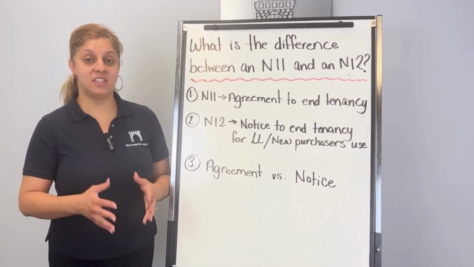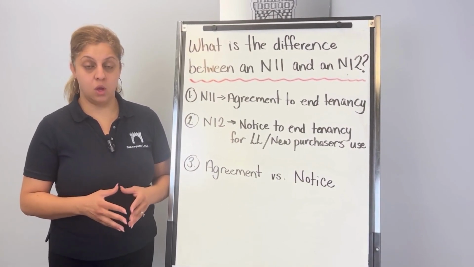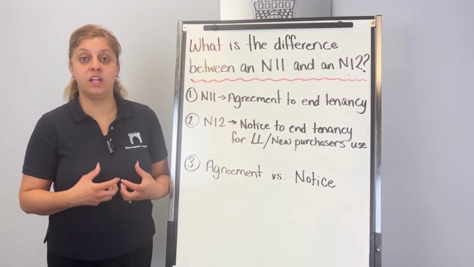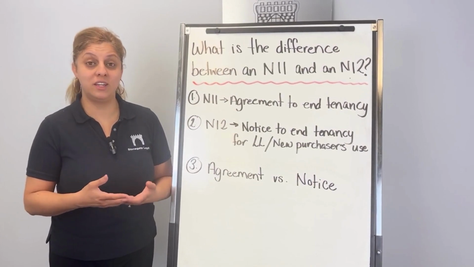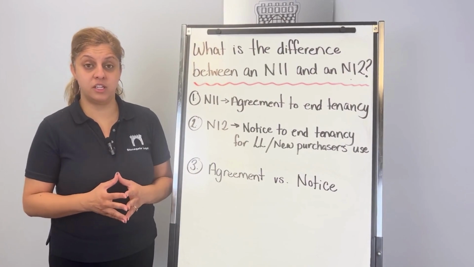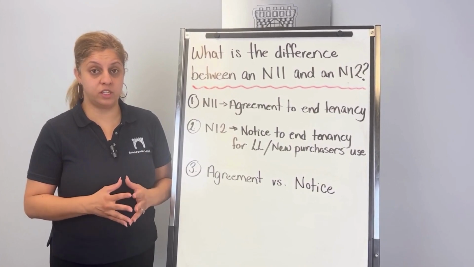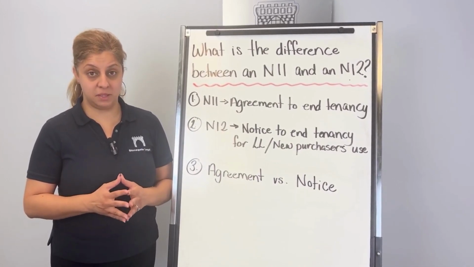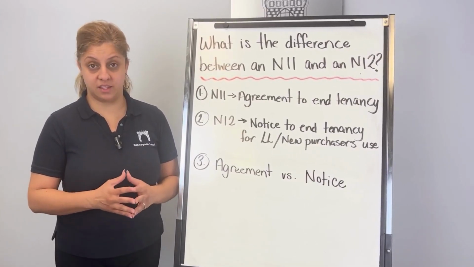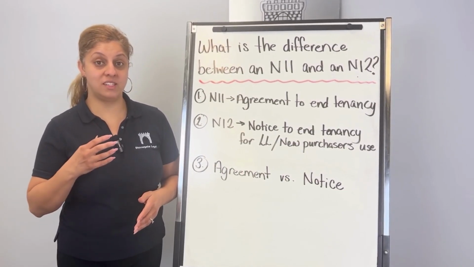The N11 is an agreement to end the tenancy, kind of like a mutual agreement. When the parties are agreeing upon termination of tenancy, they're agreeing to give up their rights in accordance to their lease agreement. That termination date can really be any date that the parties have agreed to. Even if there's a lease in place, if an N11 is agreed to be signed by the parties, it can be signed. There's no stipulations because it's a mutual agreement to end the tenancy, a meeting of the minds to end the tenancy. Whereas the N12 is a notice.